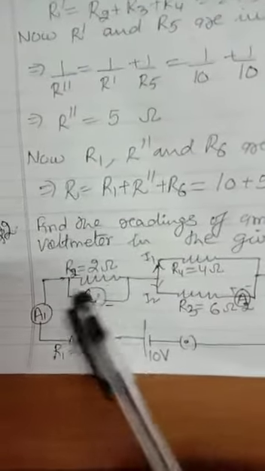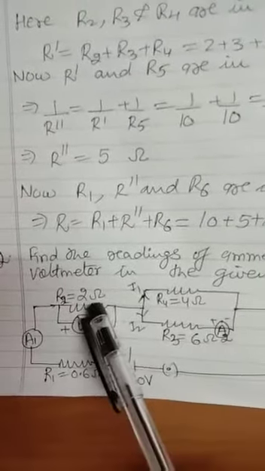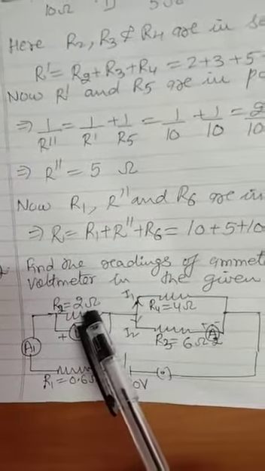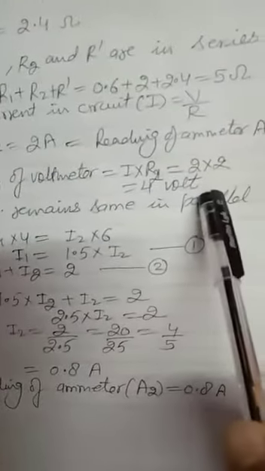Now, the reading of the voltmeter: you can say that the voltmeter is connected across only one resistance, that is R2. So the reading of the voltmeter by Ohm's law will be I into R. It means in this case I into R1, in this case I into R2. So the value will be 2 into 2, meaning 4 volt.